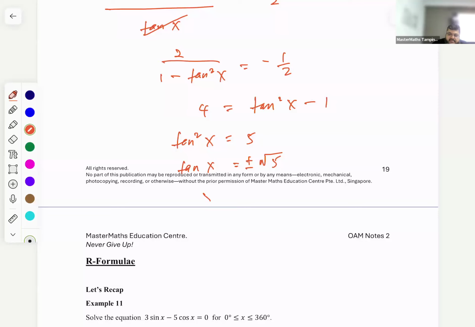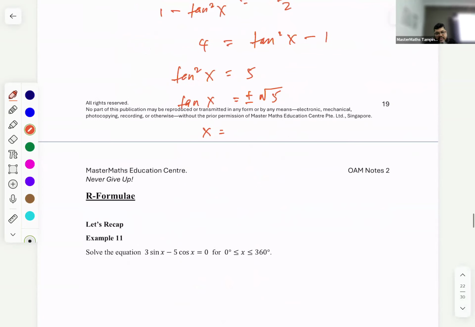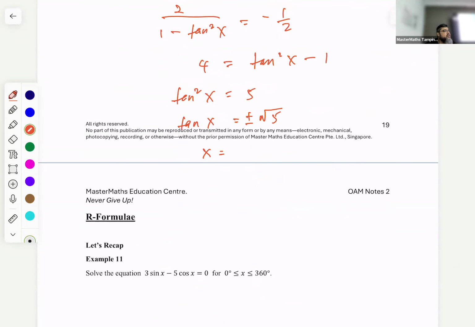And can you give me the answers? So your basic alpha, you should be able to get, but since it's plus minus and it's from 0 to 360 degrees, you have to give me all the values. Correct or not? So theta, 180 minus theta, 180 plus theta, and 360 minus theta. Just give me all the values.